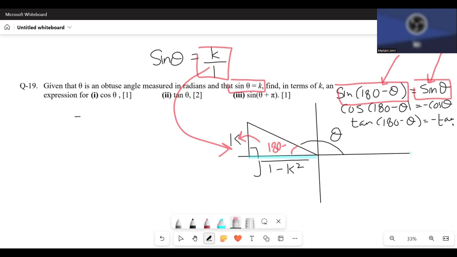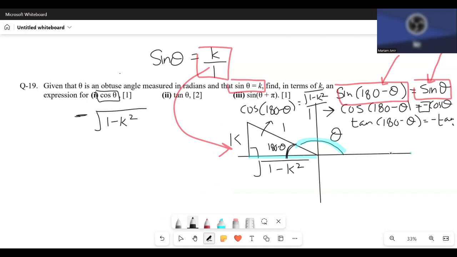Okay. Now back to the question, which is to find cos theta. So we need cos of this angle, but we can find cos of this angle and then later change its sign because of this identity. So what is the cos of our angle here? Let's call this again 180 minus theta. Cos of 180 minus theta is adjacent over hypotenuse, so it's going to be the square root of 1 minus k squared upon 1. So cos theta will give us the same value, but with the opposite sign. So it's going to be negative square root of 1 minus k squared. You don't have to write upon 1.